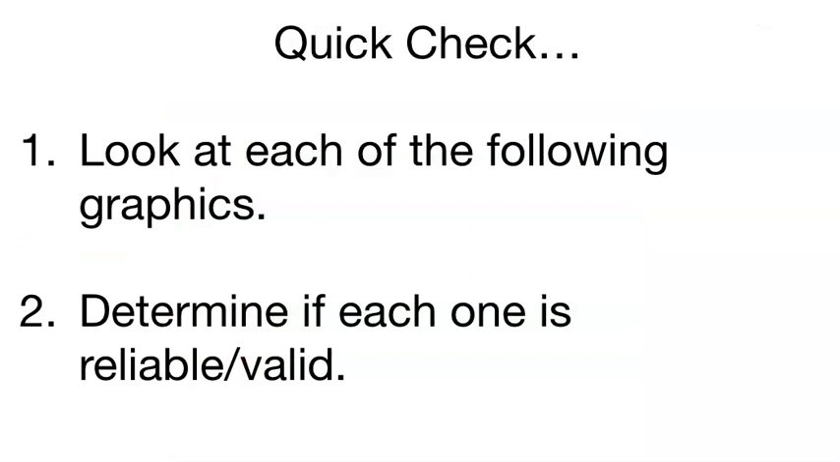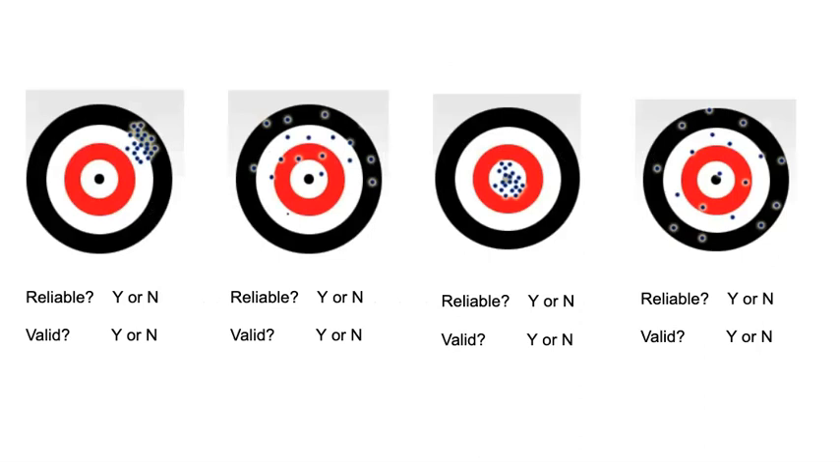So let's do a quick check. I'd like you to look at each of the following graphics and then determine if each one is a graphical representation of being reliable, valid, not reliable, or not valid. Okay, so it can be any combination of them. So here you go. Here are your graphics. First one. If you look at this, is this reliable? Does it look like it's doing the same thing consistently over time? Is it valid? Is it measuring what it is that we want to measure?